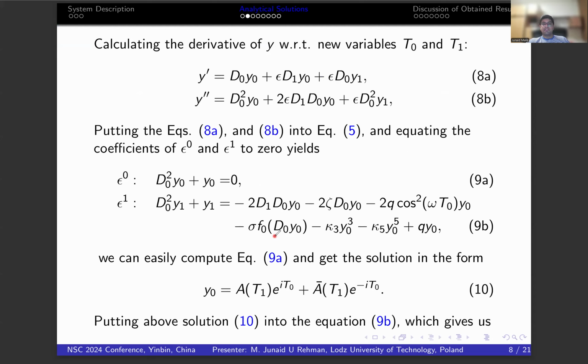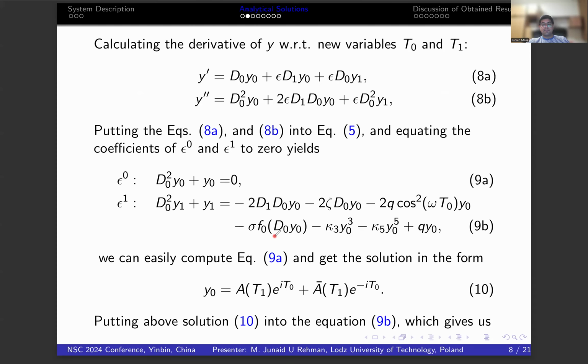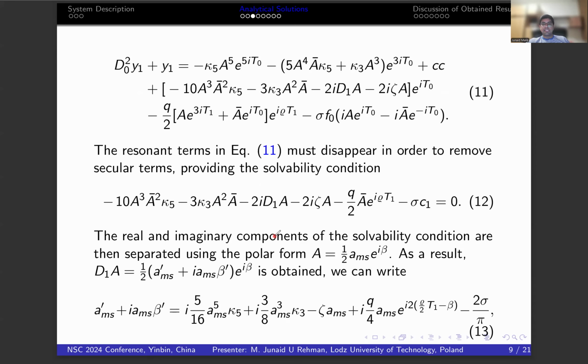Then we have substituted equations 8 and 7 into equation number 5. Comparing the like terms of powers of epsilon, we have equated the coefficients of epsilon power 0 and 1 to 0, and we got equation 9. We can easily compute the solution of equation 9a in equation 10. Then we have substituted equation 10 in equation 9b, and we get equation 11 here. CC denotes the complex conjugate terms.